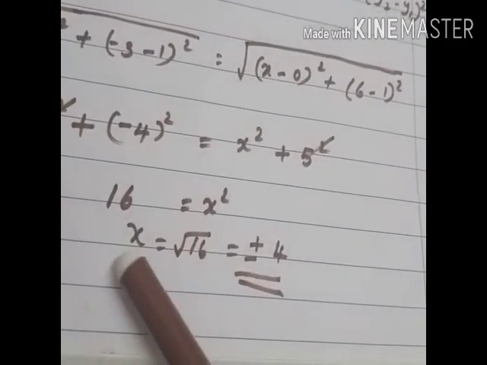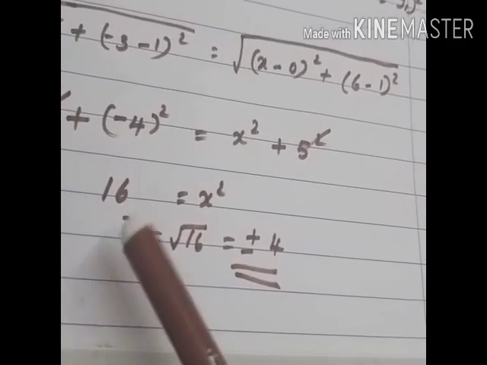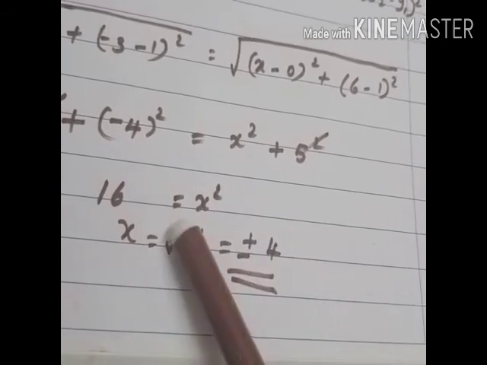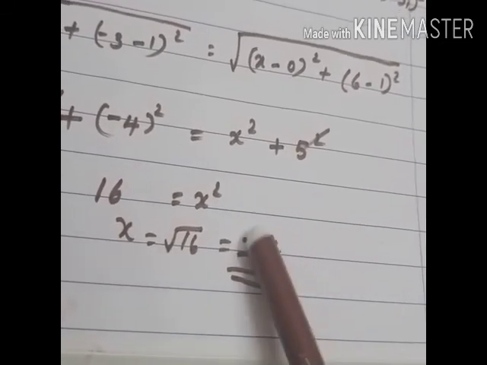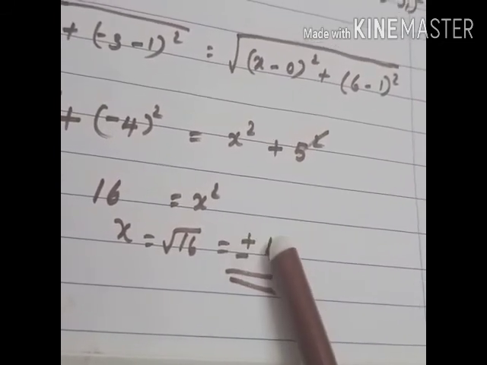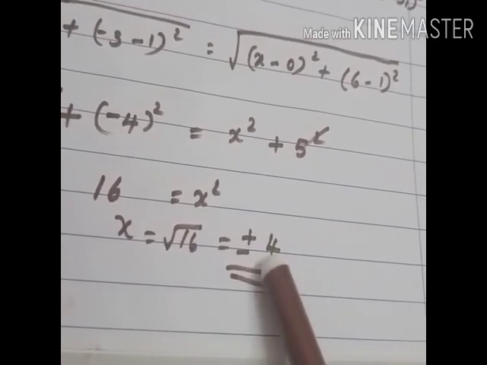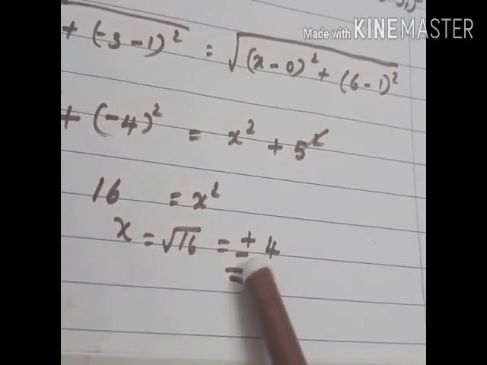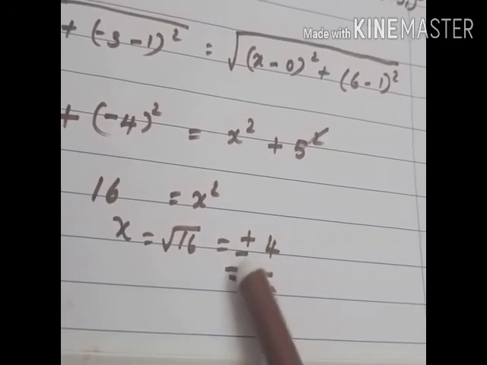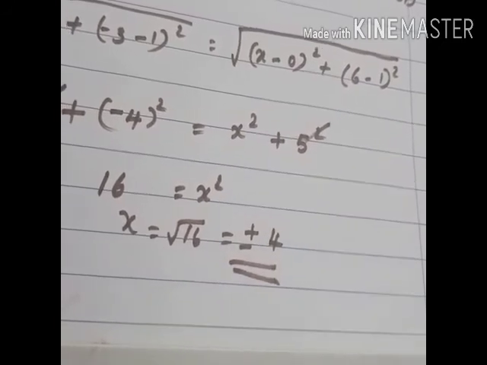So the first part of the question is over: find the value of x. We got the value of x as plus or minus 4, that means positive 4 or negative 4. Then what is the second part of the question? Find the distances QR and PR.